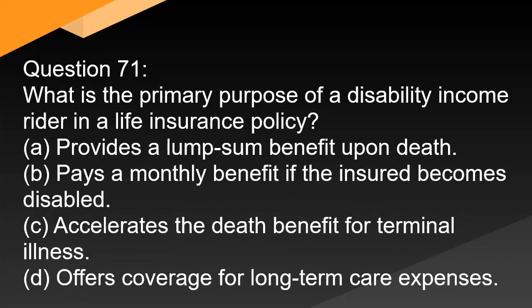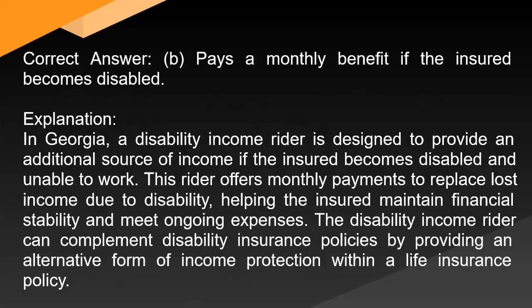Question 71. What is the primary purpose of a disability income rider in a life insurance policy? Correct answer: B. Pays a monthly benefit if the insured becomes disabled. Explanation: in Georgia, a disability income rider is designed to provide an additional source of income if the insured becomes disabled and unable to work.